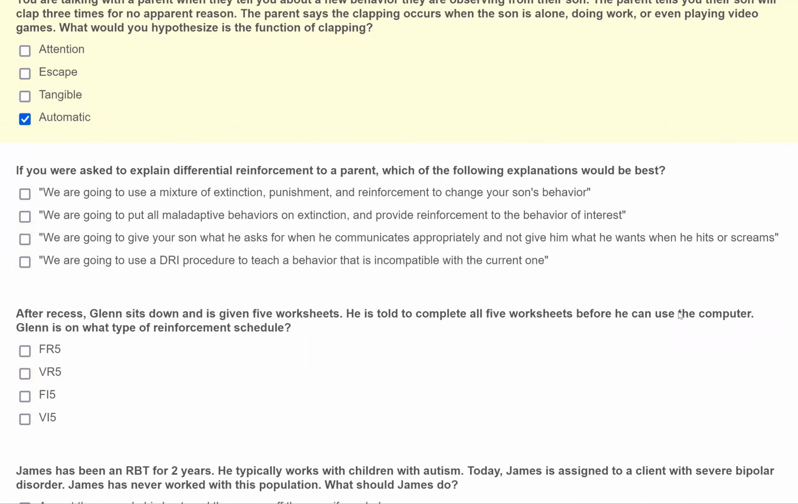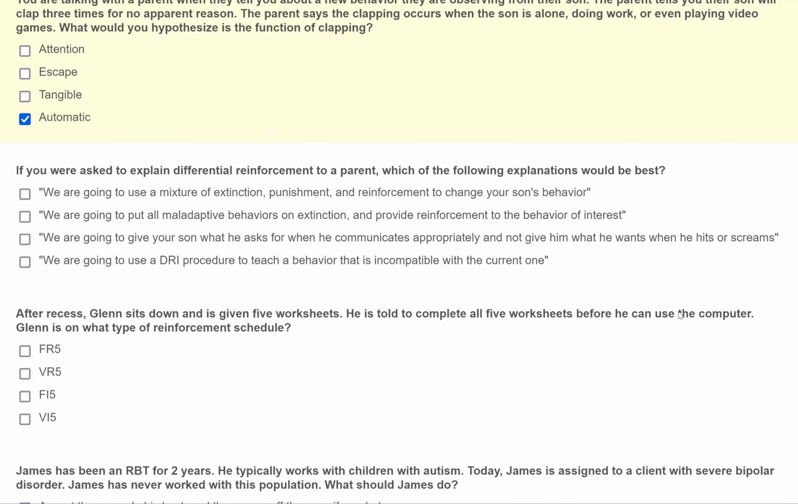If you were asked to explain differential reinforcement to a parent, which of the following explanations would be best? If you get questions on the exam about explaining something ABA related to somebody else, always remember our rules, right? We don't use jargon. We don't use technical language. We explain it in a way the parent can understand. And we always need to assume the parent knows nothing about ABA.